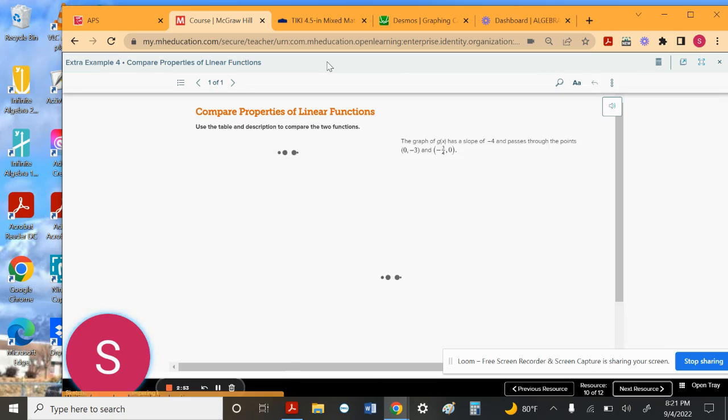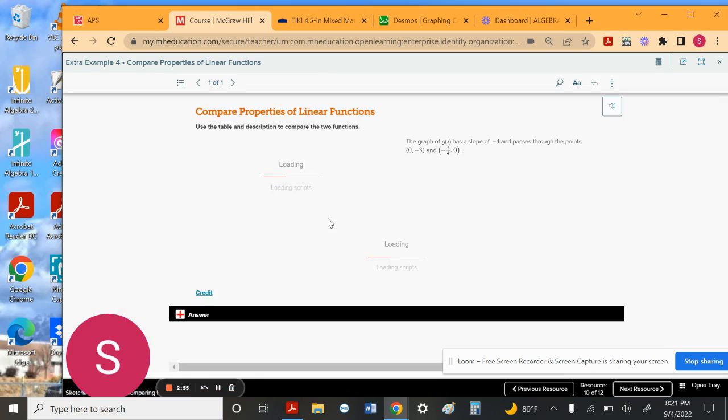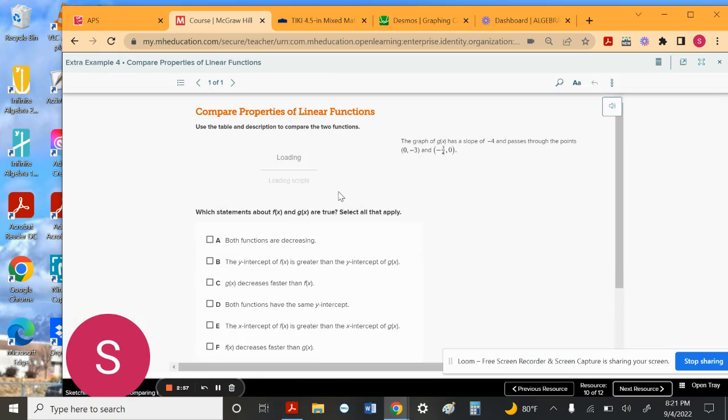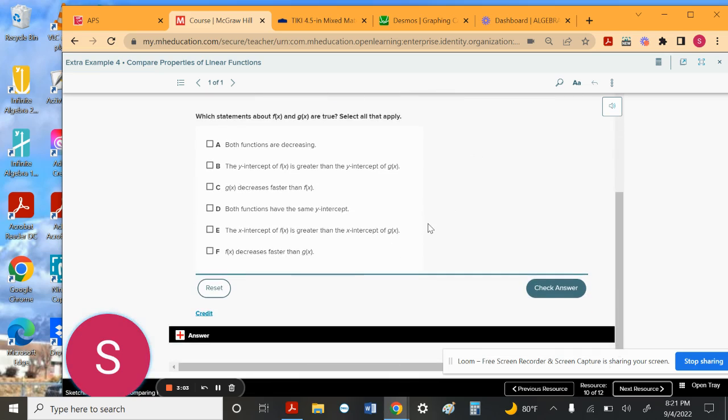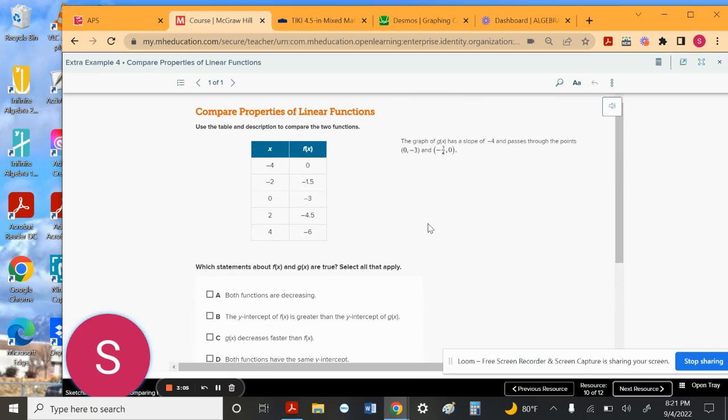We're just checking to see which ones has something different. So notice here we have a function with a table, and we have a graph, which doesn't seem to be showing up. This is just what it's explaining. So the graph has a slope of -4 and passes through these points. Since it has a slope, it has to be a line. And then we have 2 points, so that's okay.